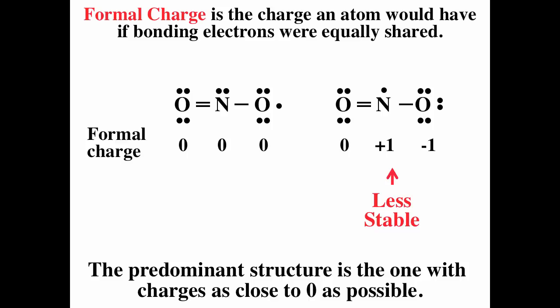Okay, if the two resonance structures have equal energy, then the actual structure is going to be an average of those two resonance structures. If one of the resonance structures is less stable, then the actual structure is going to relate to that less stable structure a little bit less. And so the one with the formal charge of 0 is going to be extra stable or more stable.